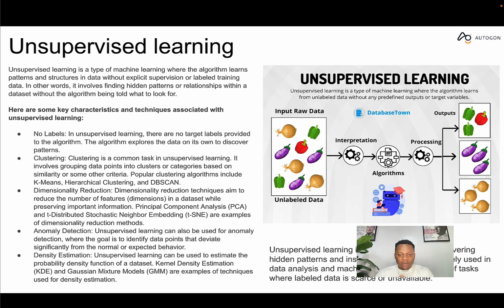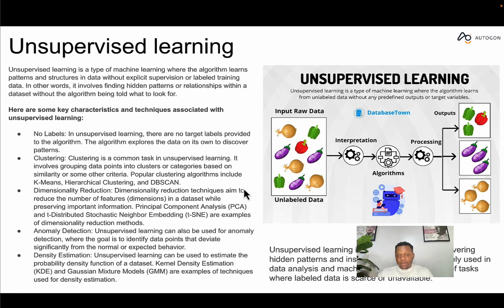I'm going to explain every single thing. Anomaly detection, yes. Unsupervised learning can also be used for anomaly detection, where the goal is to identify data points that deviate significantly from the normal or expected behavior. Yes, and density estimation. So these are some key characteristics and techniques associated with unsupervised learning. We're going to go deeper into some of these components that we just called, especially the area of clustering, anomaly detection, even density estimation later on in the course.